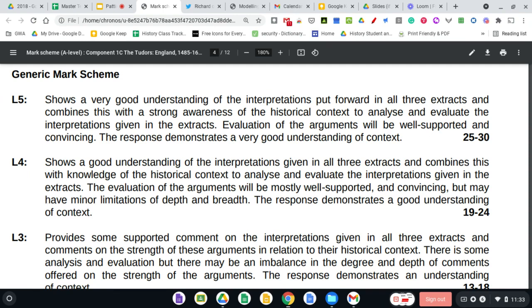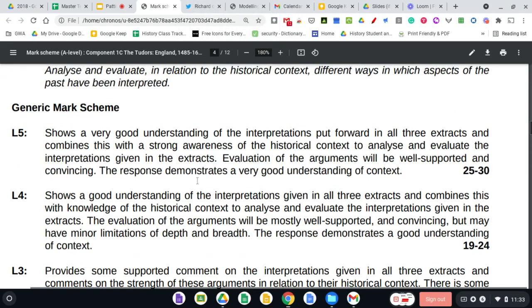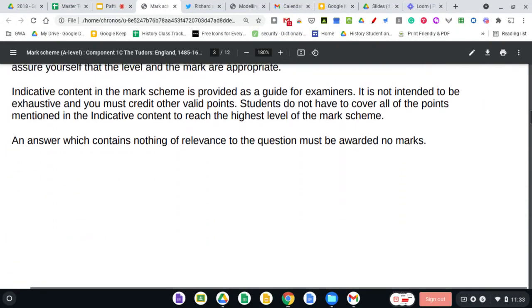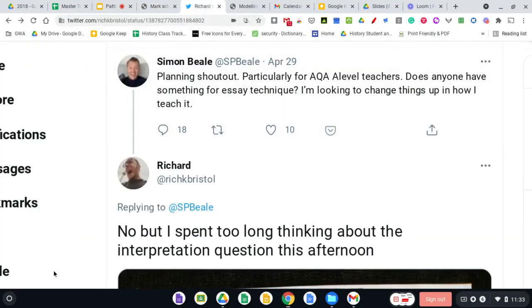Now, these arguments need to be well supported and convincing. You need to be able to point to specific evidence that backs up the argument that you are putting forward. The response, of course, needs to show a really good understanding of the strengths and the weaknesses of the extract being put forward. Now, this question has caused problems for many people, but as ever, finding an approach and finding a way to tackle it is something which is going to help out anybody who's engaging with it.